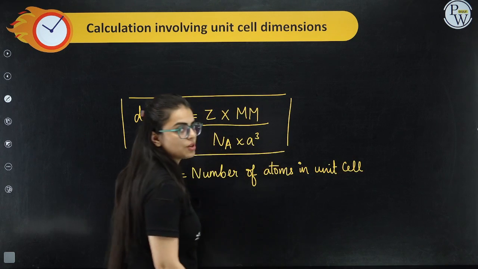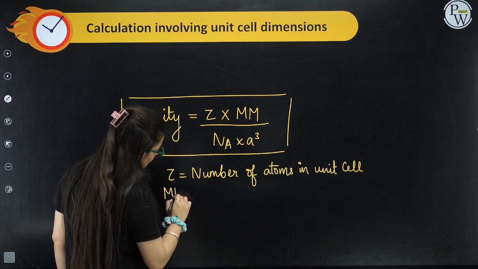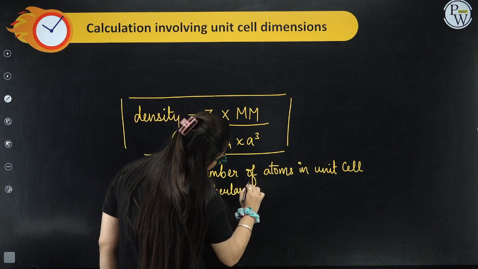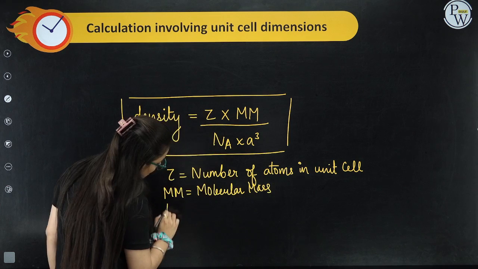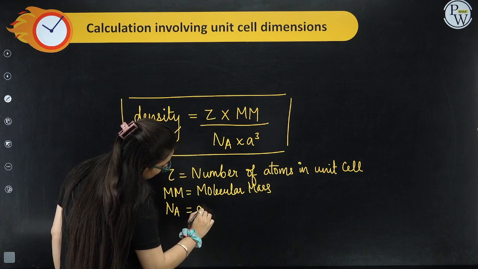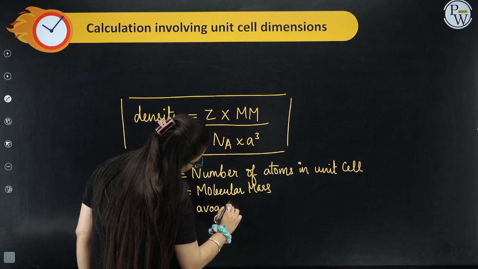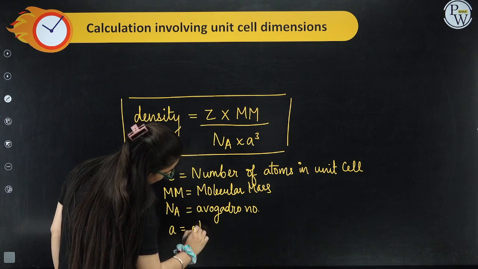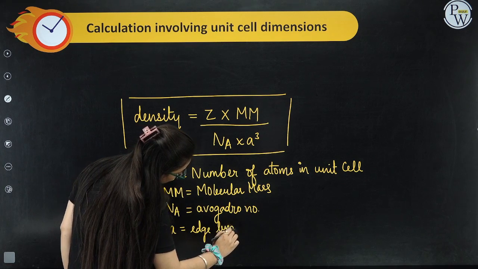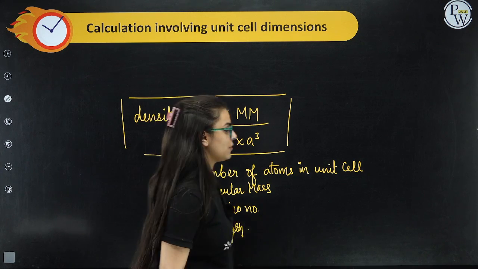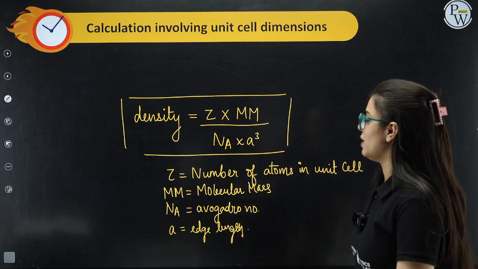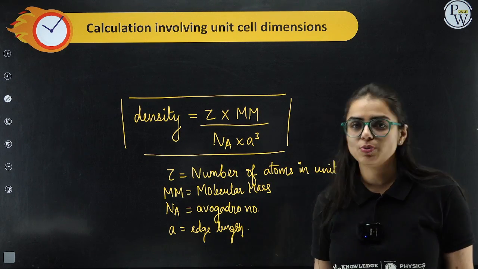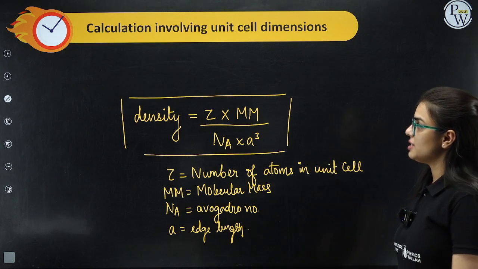What is MM over here? MM is molecular mass. NA is Avogadro's number. A is the edge length of the unit cell, right guys? So this way you can calculate the value of density. If you don't know the value of Avogadro number, it is 6.023 into 10 raised to the power 23. Clear everyone? Now this ends our calculative segment.